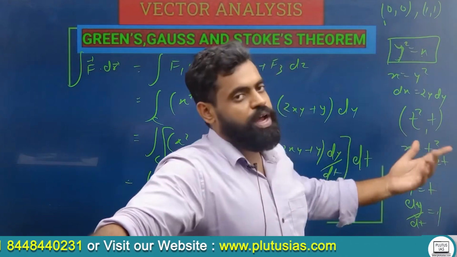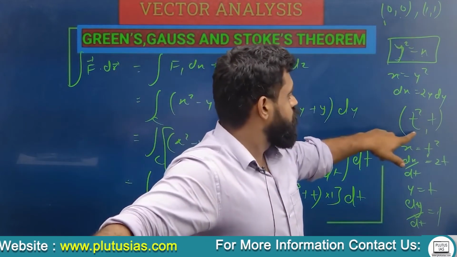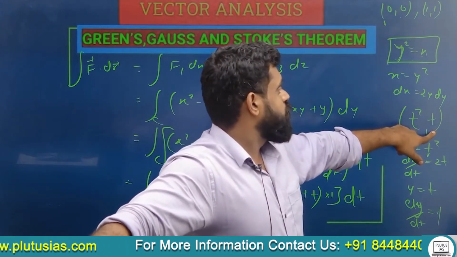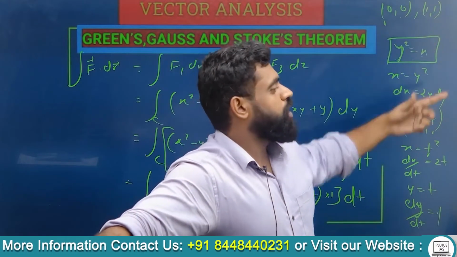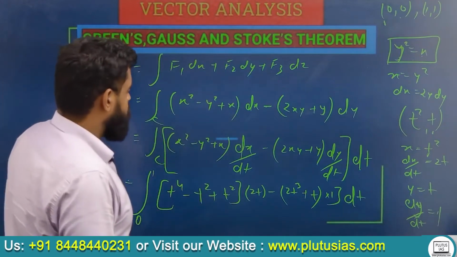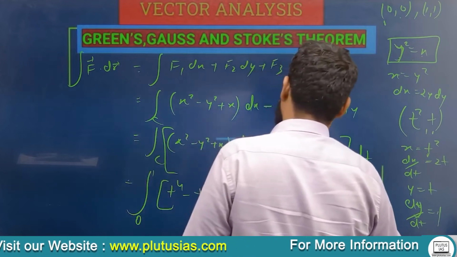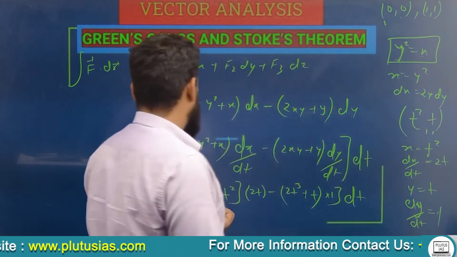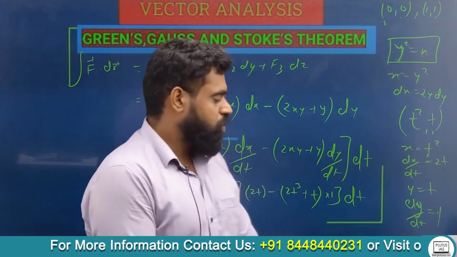You can double verify it with the y coordinate also. If y equal to 0, t would be 0, and for y equal to 1, t would be equal to 1. So the integrating limit would be from 0 to 1. So what do we get here? The t square terms cancel. Now it is simple arithmetic which could be easily solved.